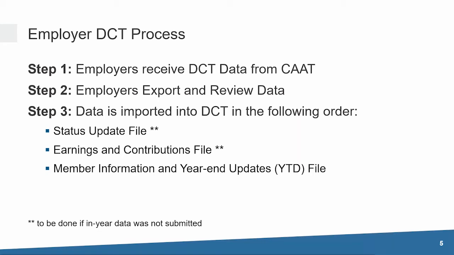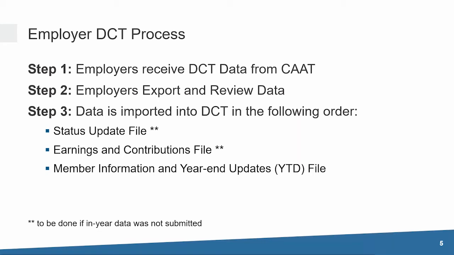When you receive the data, it should be exported, reviewed, and reconciled against your in-year data. This will help to identify any missing enrollments, status changes, and discrepancies in reported earnings and contributions. However, if you only have a few members, you can review these members individually on the site rather than exporting the data from the DCT.